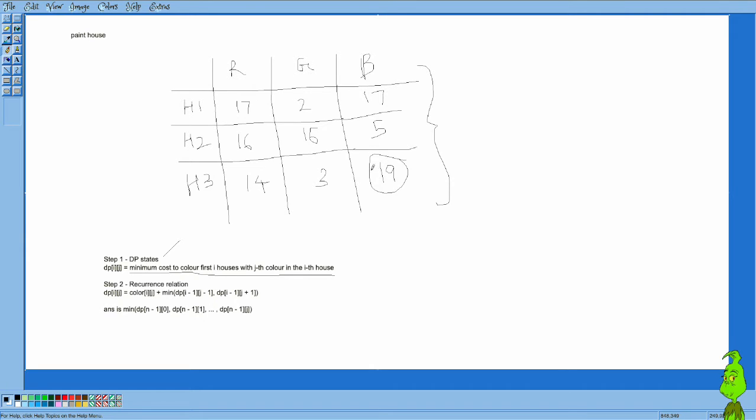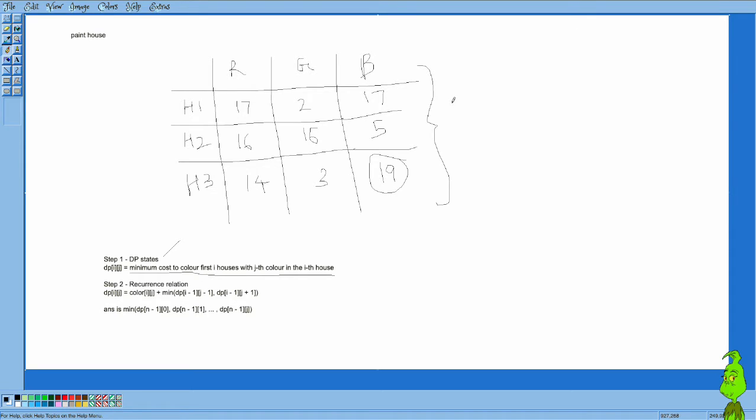So I'm fixing this one to be blue. If I'm fixing this, I just cannot take this 5 anymore, because then those 2 will be the same color. So I have to take either this column, so I have to take the answer for this or this or this, anything. So which one will I choose? I will choose the minimum, because that is what I am doing in the recurrence. So minimum of dpi minus 1 j minus 1 and dpi minus 1 j plus 1.